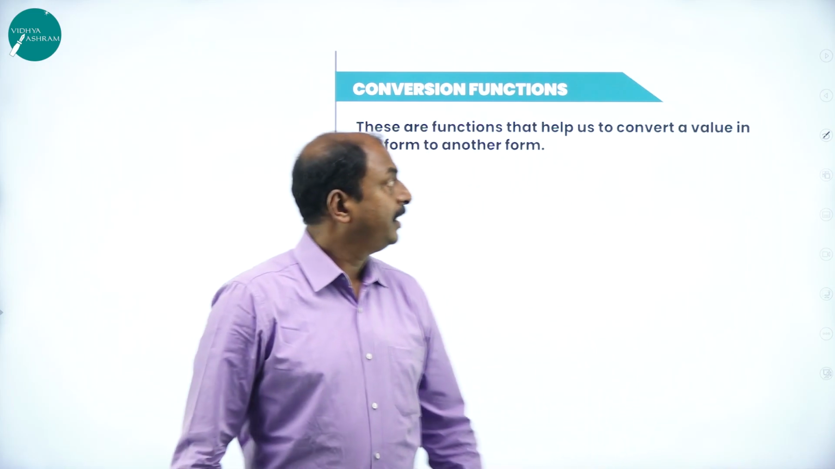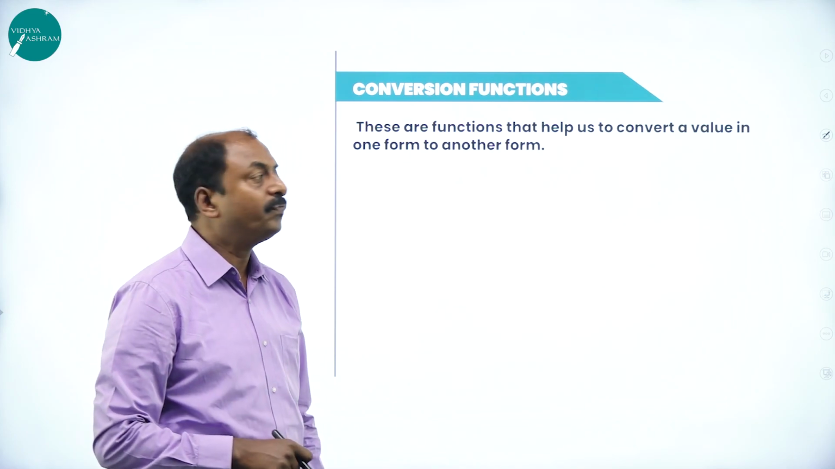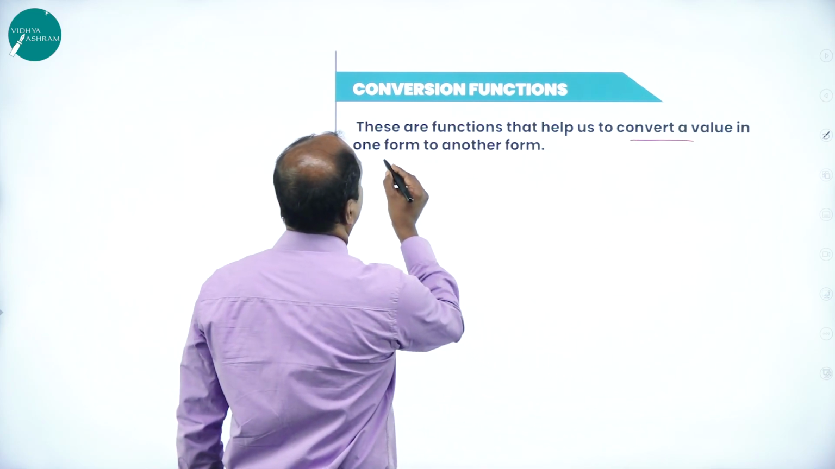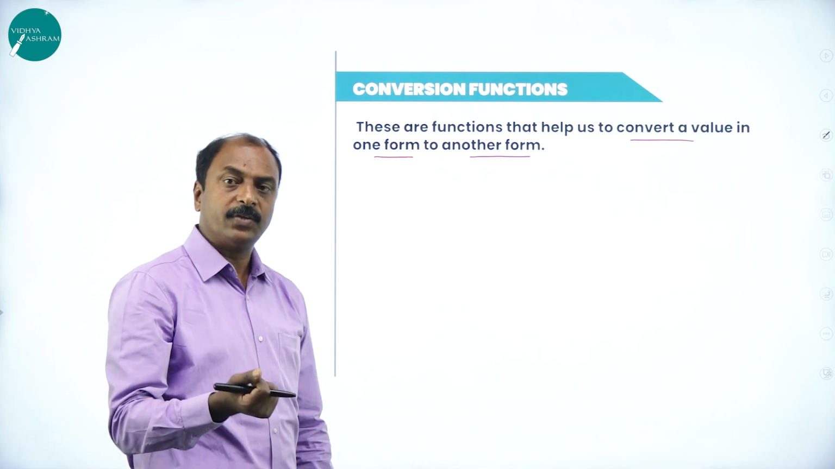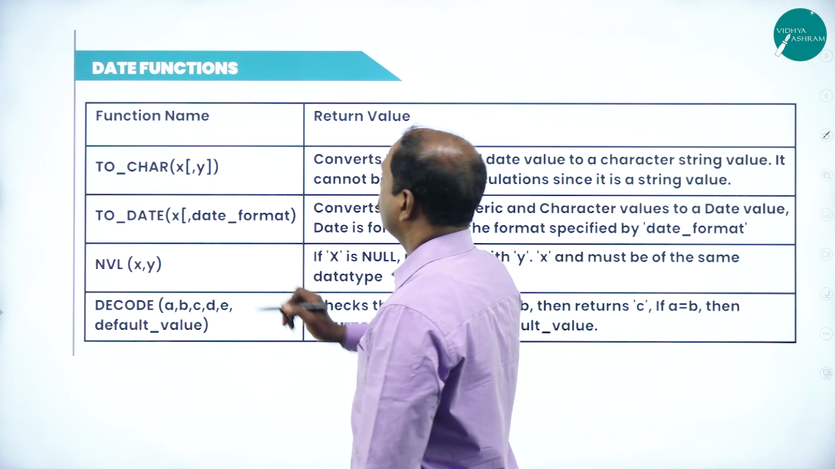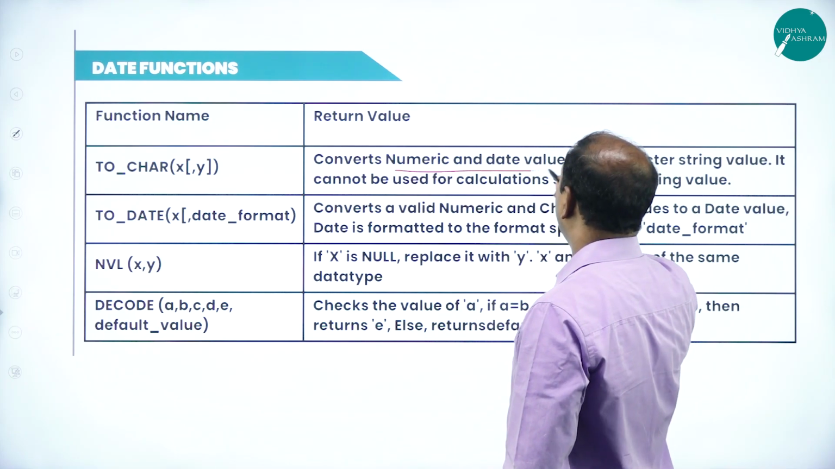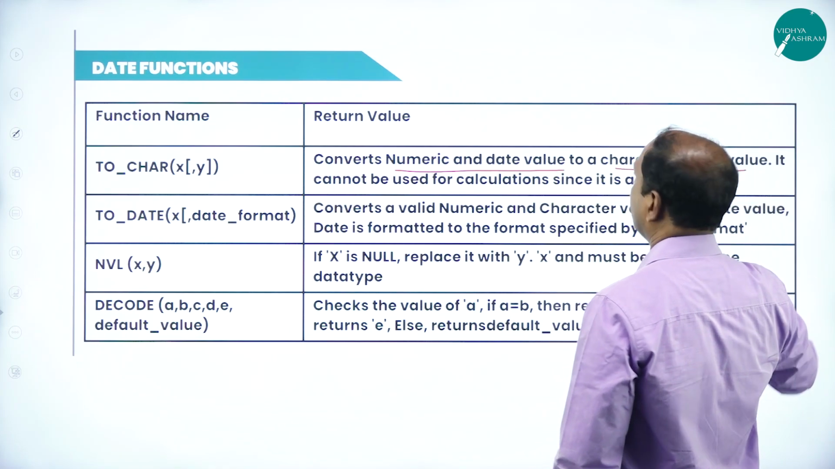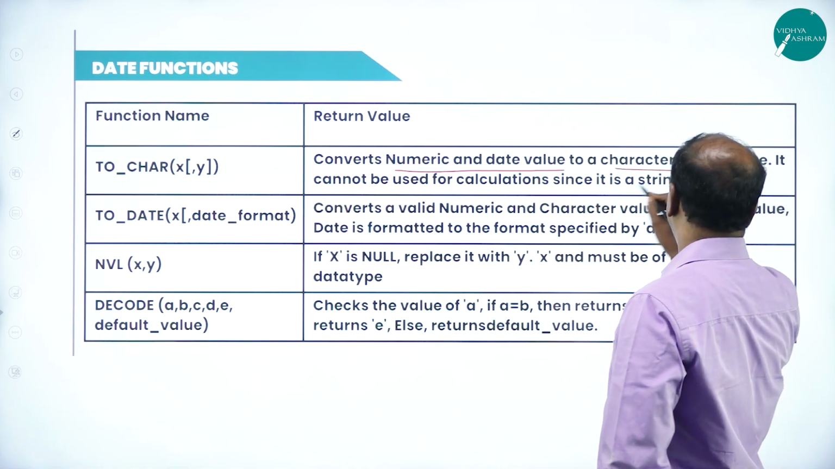Now, next slide is conversion functions. This is another type of function. Here, these are functions that help us convert a value from one form to another form, from one format to another format. Here, the first one is TO_CHAR(x, y). This is one conversion function, which converts a numeric or date value to a character string value. So we are converting the numeric as well as date data type into a string value.